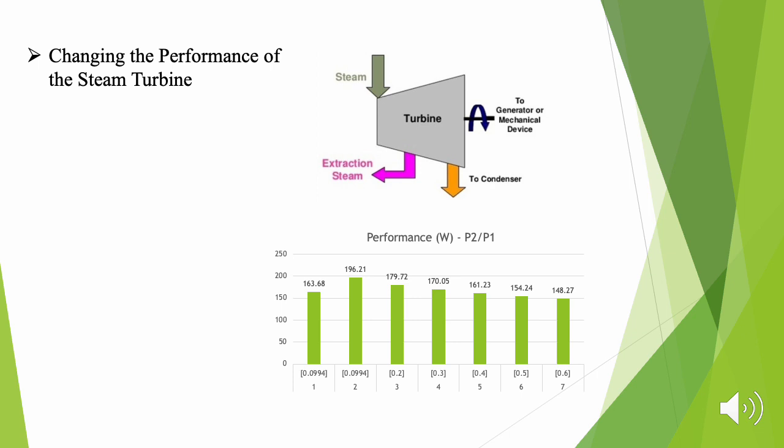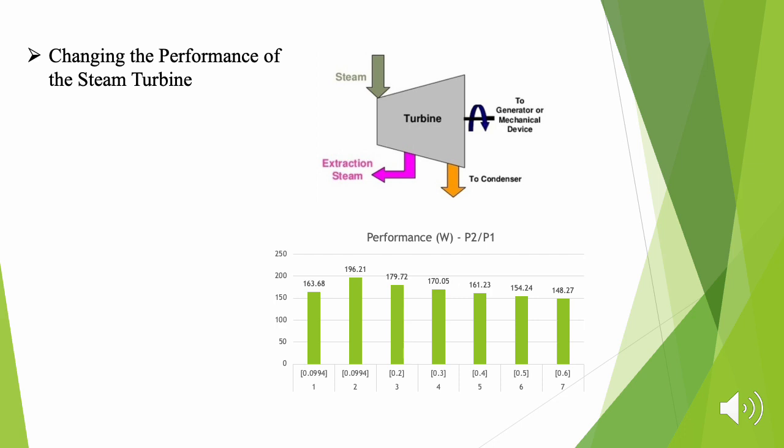Here I'm going to speak about the schematic of a steam turbine and a diagram which indicates the performance or working rate in different pressure ratios. And also I'm going to speak about how we can change the pressure ratio of a steam turbine. We can change the pressure ratio of the steam turbine by changing the pressure of the extraction steam by using a hydraulic valve.